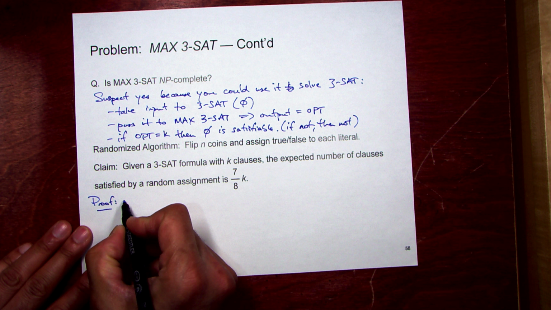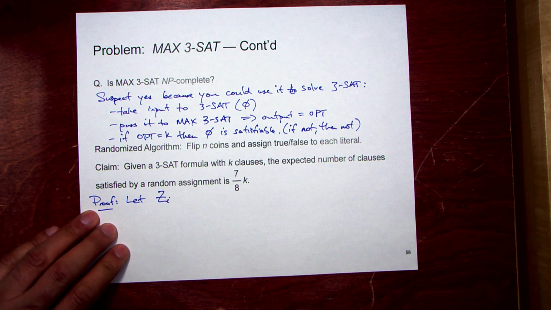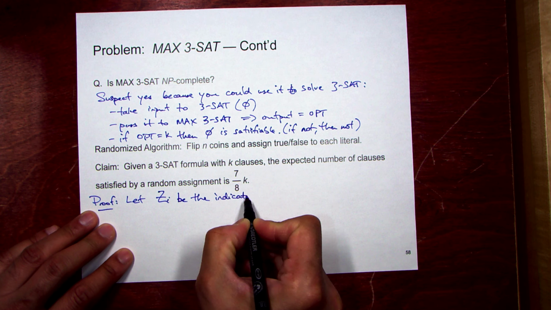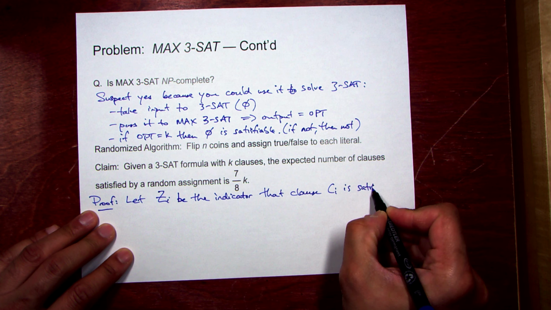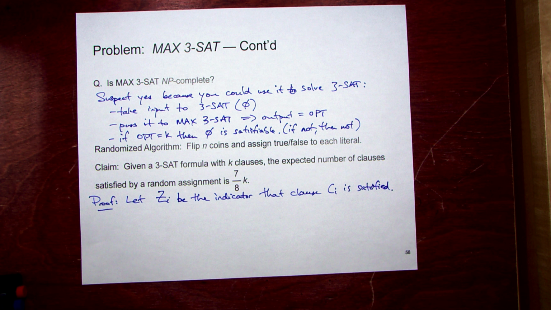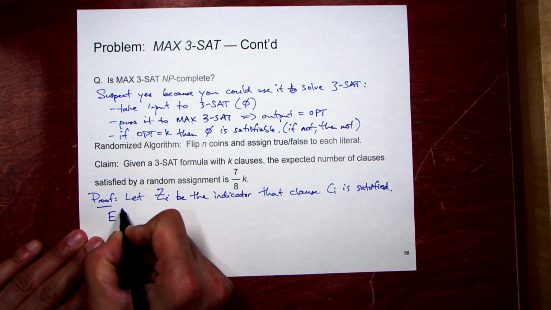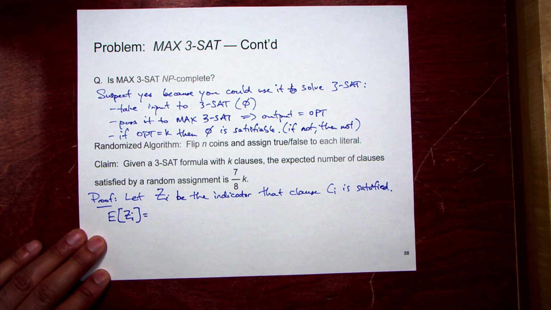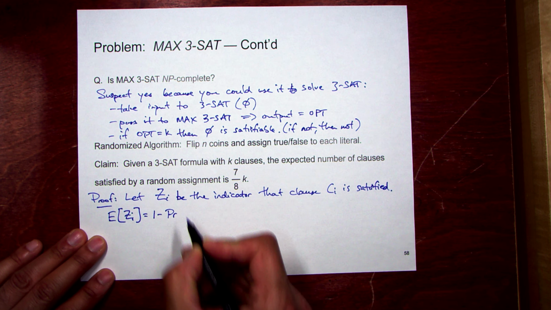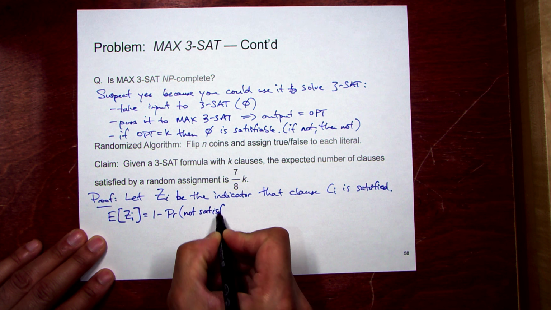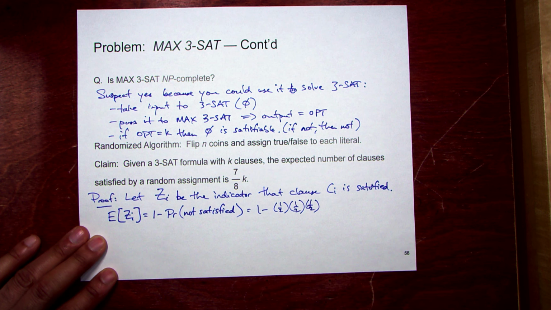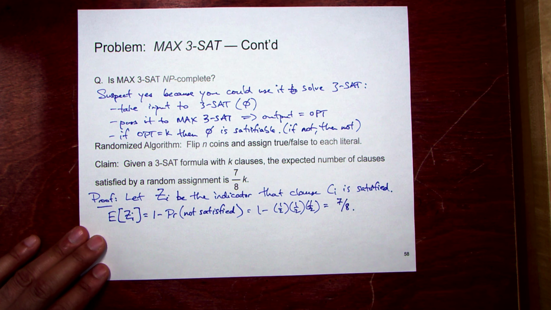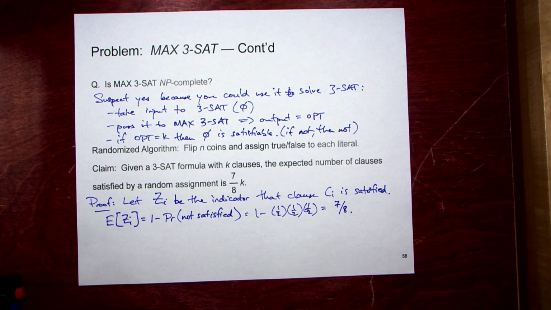Okay, so we do our usual trick. We're going to write out an indicator variable that the clause is satisfied, and the expectation of this equals the chance that it's satisfied, which is 1 minus the probability it's not satisfied, which means all of them have to be false, and they are false with probability 1/2 independent of the others, so they multiply. So 1 minus 1/8 is 7/8, and this applies to each clause.